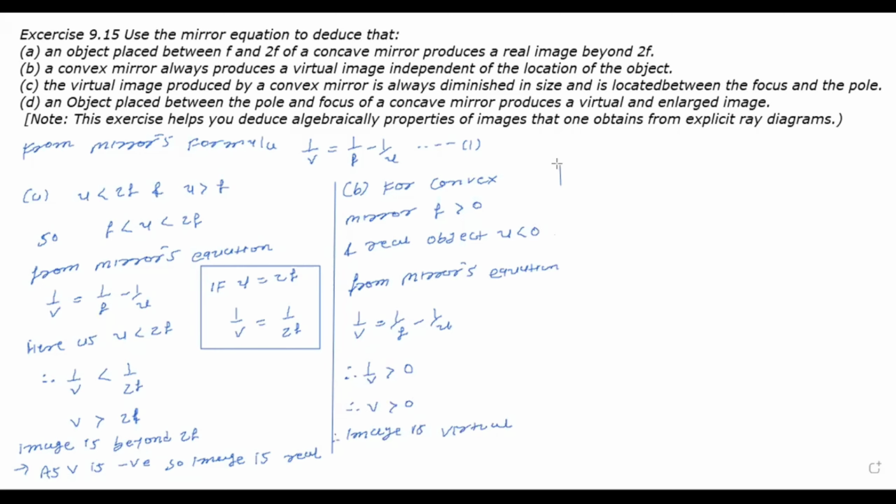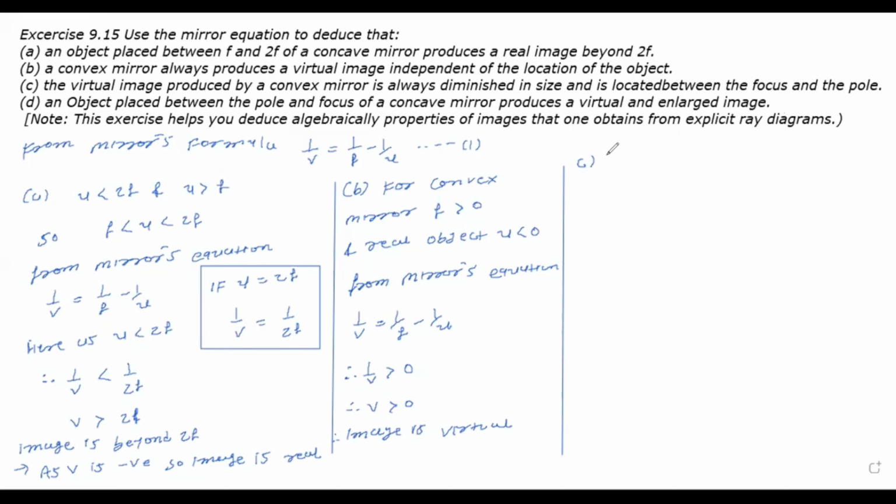Okay, next, let's see the third part of this problem. The virtual image produced by the convex mirror is always diminished in size and located between the focus and the pole. Here the virtual image is produced by the convex mirror. In part B we already proved that the image produced by the convex mirror is virtual. We have to prove that it is located between the focus and the pole.